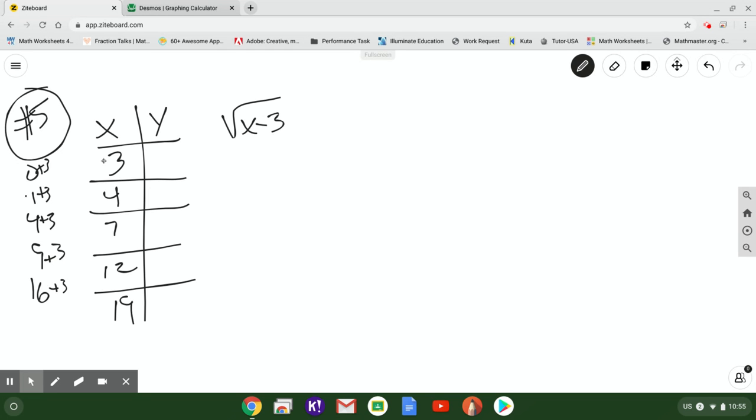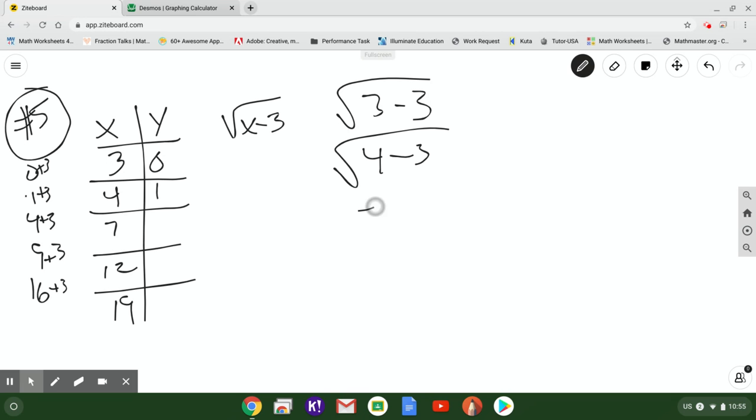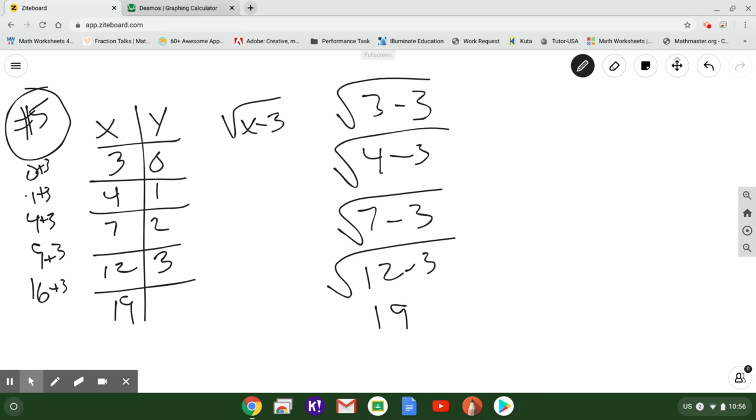So this one right here, I hope you guys can see my little cursor here. So 3 minus 3 square root is going to be 0, square root of 0. So it's 0. And then for the next one, 4 minus 3, and then you square root it is 1. So I'm going to put 1 right there. And then for 7 minus 3 is 4, and you square root that, it's 2. And then for 12 minus 3, and you square root it is 9. So square root 9 is 3. And then 19 minus 3, you square root that. That's going to be 16, so that's 4. So these are the numbers I'm going to use to graph.